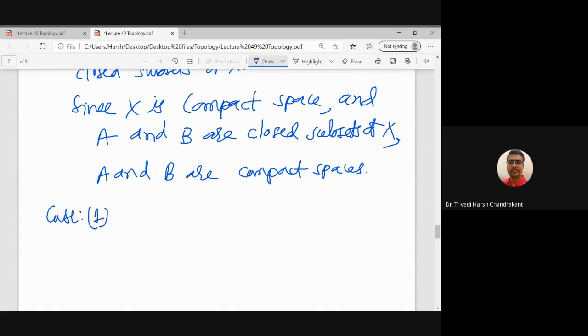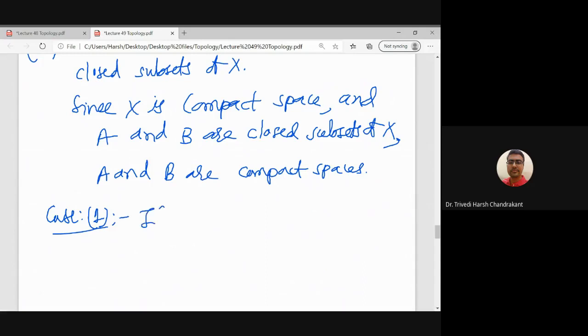So now let us divide this argument into two parts. First we will choose the set A itself to be a singleton set. Now A is a closed subset of X, so it has two cases: either A is a singleton set or it is not a singleton set, right? In the first case we will discuss the simpler case, that is if A is a singleton set. And in the second case we will discuss that if A is not a singleton set, that means A contains more than one point.